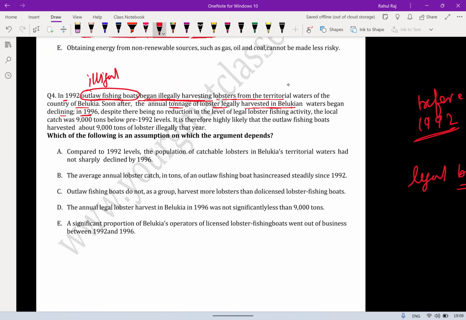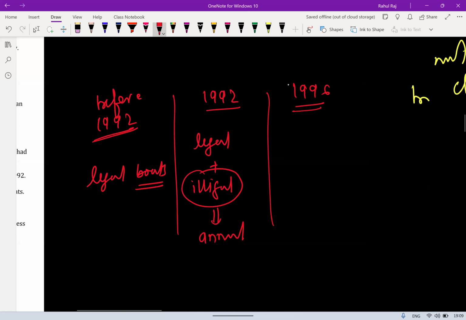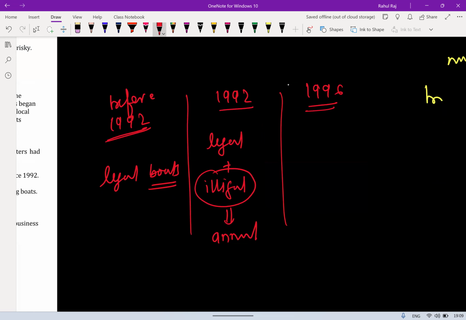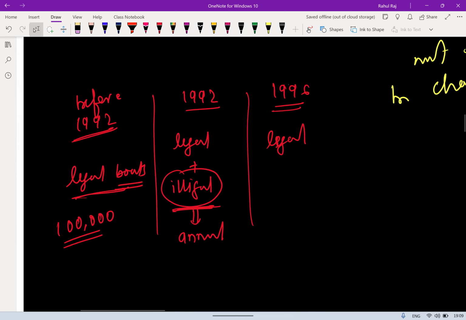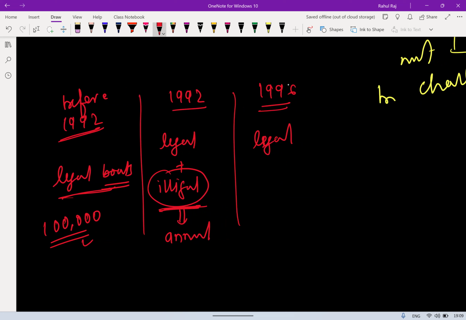In 1996, despite there being no reductions in the level of legal lobster fishing activity, the local catch was 9,000 ton below the pre-1992 level. So let's say before 1992, the legal boats caught 100,000 tons of lobsters. Now in 1992, illegal boats have come into the picture. The legal catch that was 100,000 ton has decreased by 9,000 tons. So now legal has become 91,000. I'm just giving you an example, that's all.